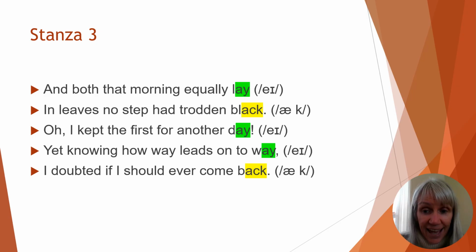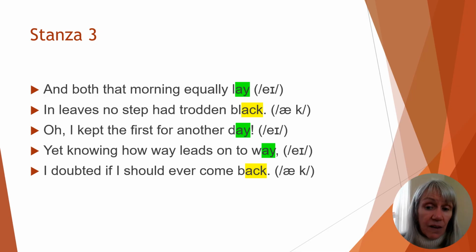So again, A, B, A, B. All the green is the A, all the B is the yellow. So what we're seeing is that rhyme scheme. We have the first line, the first sound is the A sound. You see the phonetic notation for A. Our ending rhyme in the first line is A. Then in the third line, it's A as in day. Then we have A as in way. Lay, day, way. All have the rhyme of A.